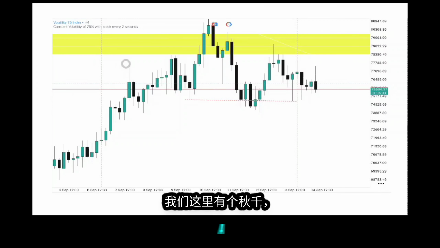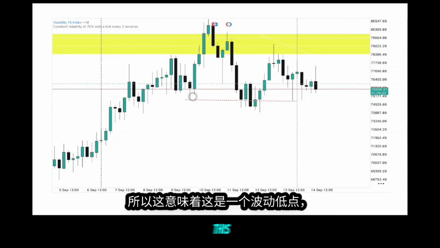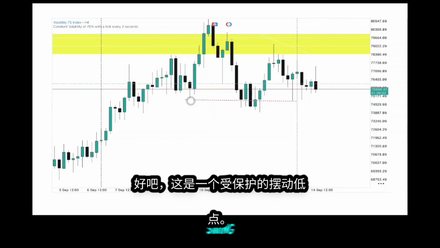So let's take it step by step so that you understand fully what is happening in here. We had a swing high in here, a swing low. We had another swing high. We had a swing low in here. Now you could see how price rallied up here. So it means that this is a swing low, a protected swing low.